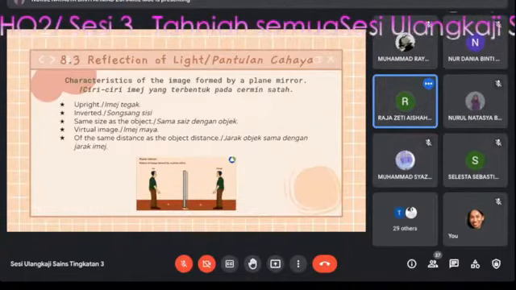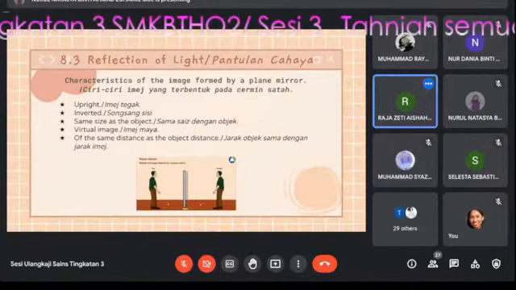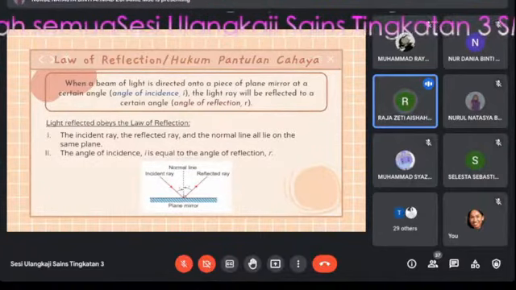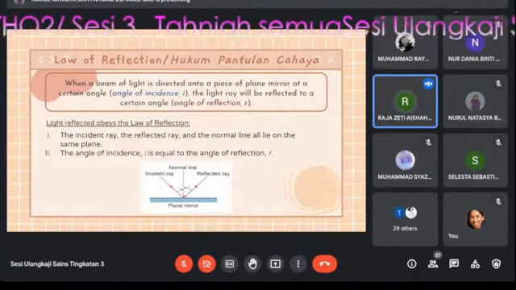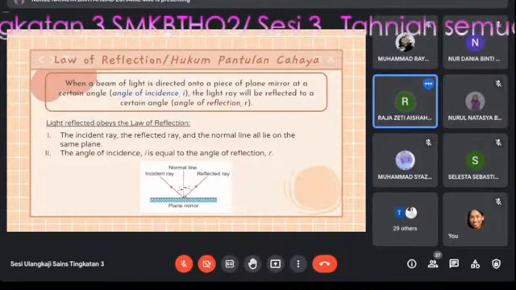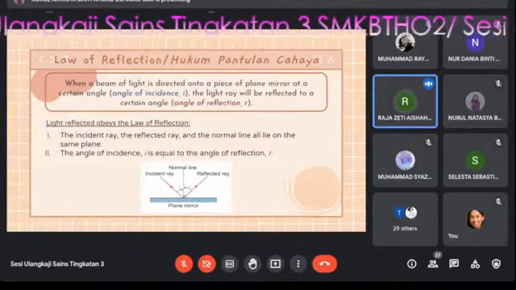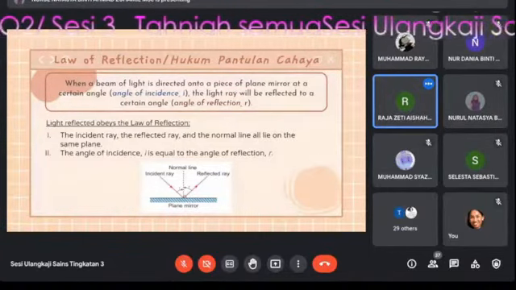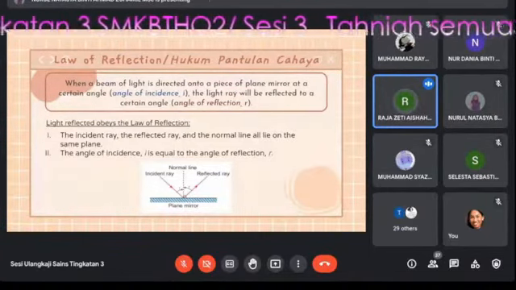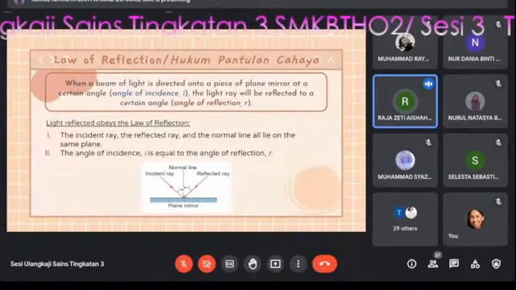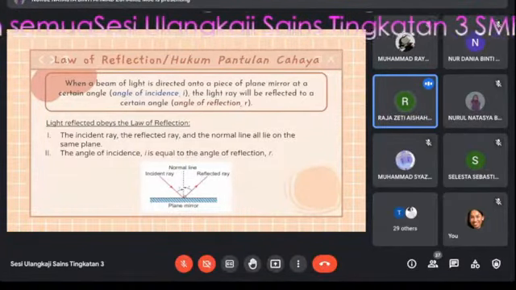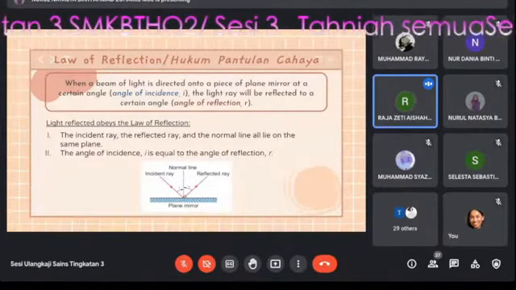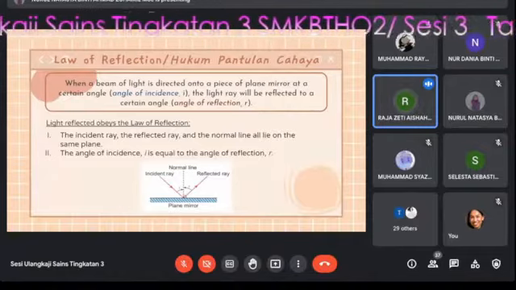Law of reflection, also known as kumpulan. When a beam of light is directed onto a piece of plane mirror at a certain angle, which is the angle of incidence, i, the light ray will be reflected to a certain angle, which is known as the angle of reflection, r. So as you can see in the image, light reflected obeys the law of reflection, which is the incident ray, the reflected ray, and the normal line all lie on the same plane. The angle of incidence, i, is also equal to the angle of reflection, r.